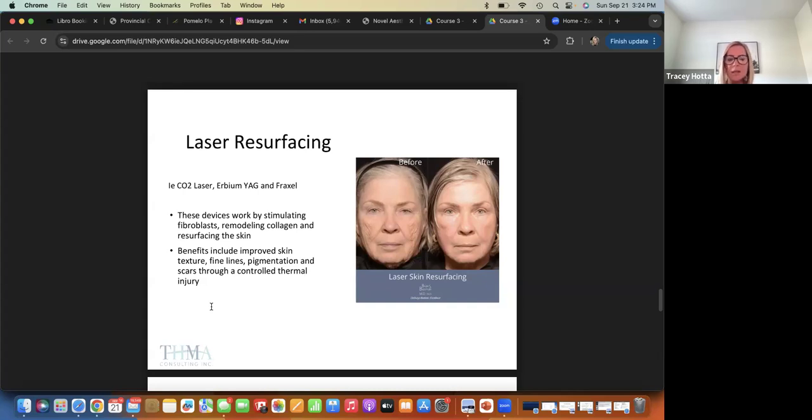So it improves skin texture, fine lines, pigmentation, and scars through a controlled thermal injury. So you can see from this before and after here, you can significantly improve the look of somebody's skin. There is downtime associated with any of these treatments. So, if you are thinking about doing this, make sure that you're preparing your patient appropriately. And it's often a series of treatments that are recommended with this as well.